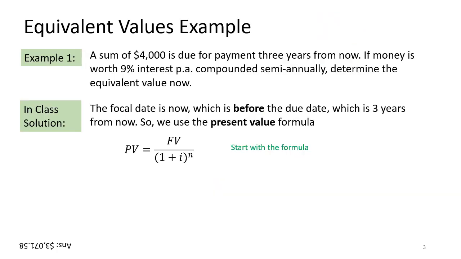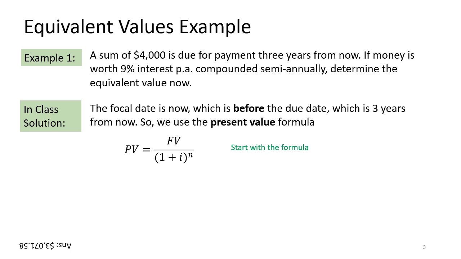Let's take a look at an example. A sum of $4,000 is due for payment 3 years from now. If money is worth 9% interest per annum, compounded semi-annually, determine the equivalent value now. There's a couple things to notice from this question.